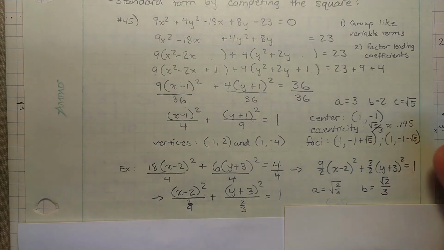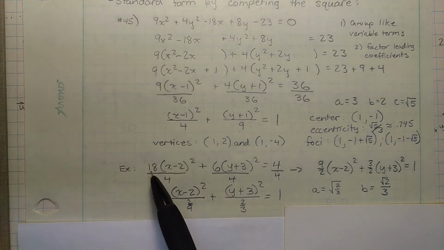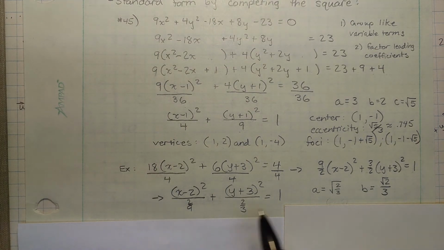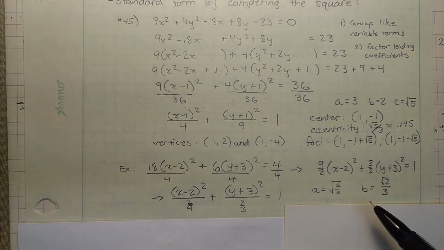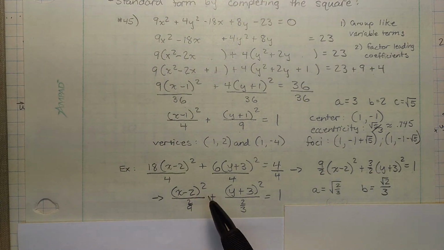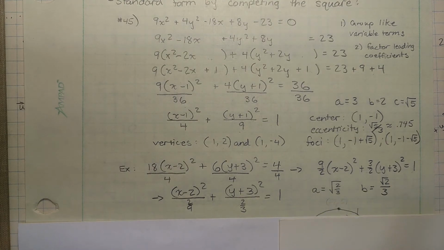So I'm just showing you, don't panic if you get something here where you have something in the numerator where your fraction here is bigger. You can always move it down in the denominator by dividing by the reciprocal, and then you get it in the denominator and you can analyze it from there.